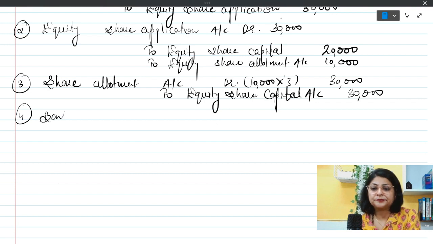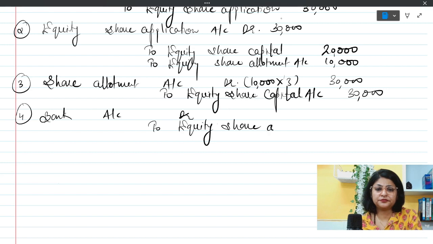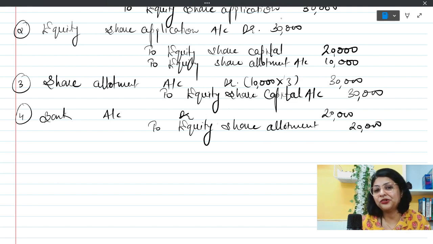So when I pass this entry, bank account debit to equity share allotment, I am going to write the amount of 20,000 over here. Why 20,000? Because from 30, 10 was received earlier. Now the question should come into your mind, ma'am, when we have debited this account with 30,000 and we are crediting only with 20,000, how is this account getting closed? Normally with the amount with which it is credited, with the same amount it is debited, and this is how our account is closed.